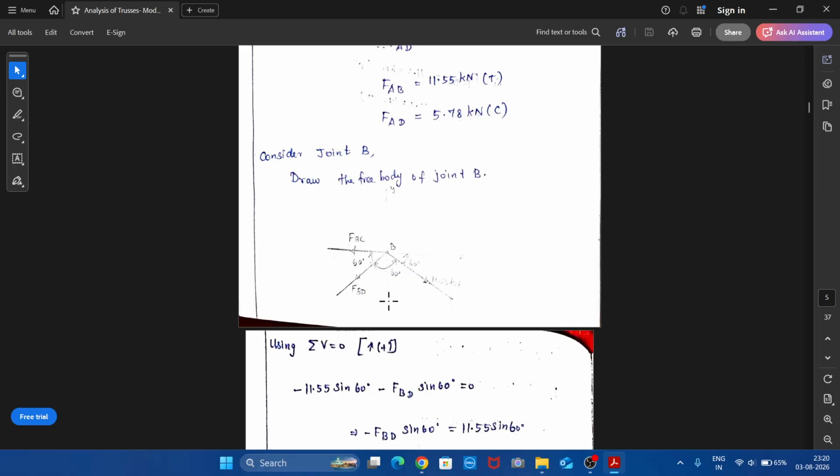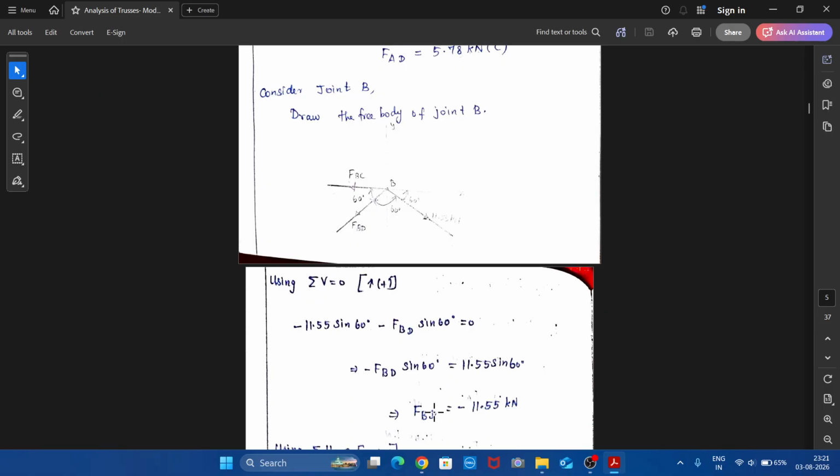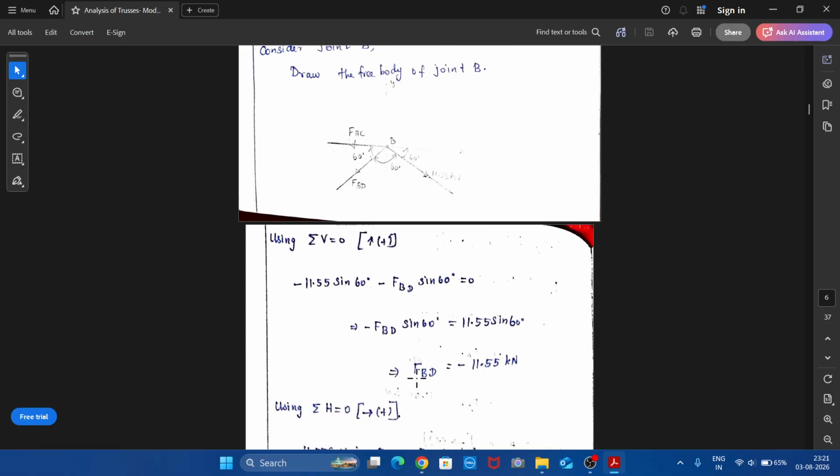So if I resolve this, here we have F_BD sine 60. And when I resolve vertically, this arrow will move down. That indicates minus sign. Similarly, we have 11.55 kilonewton acting here, and the arrow is pointing down. So if I resolve again, it will be going down. Therefore, minus 11.55 sine 60. All vertical components will be in terms of sine theta, and horizontal components in terms of cos theta, provided theta is with respect to the horizontal axis. So using this, we can find the value of F_BD. So F_BD equal to minus 11.55 kilonewton.